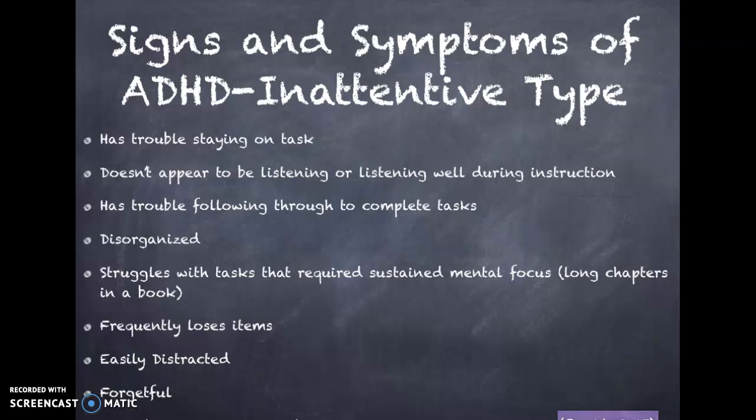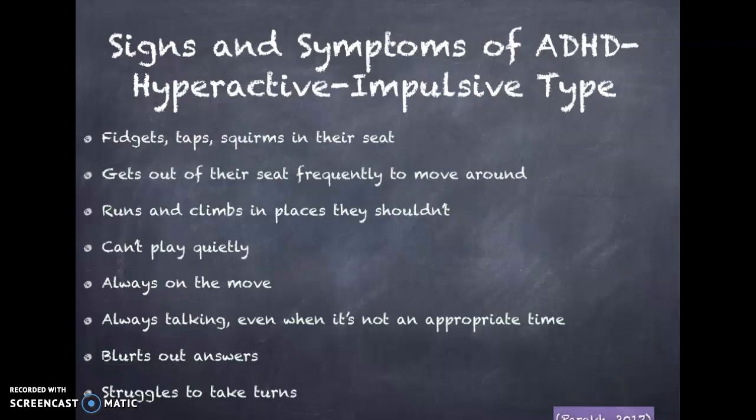The signs and symptoms of inattentive type may include trouble staying on task, may not appear to be listening when you're giving instruction or simply speaking to them. They may do just fine starting a project or a task, but if the task takes a significant amount of time or requires a significant amount of attention and focus, they may lose interest easily and not be able to complete that task. They may be disorganized, frequently lose items, be easily distracted, and may be forgetful.